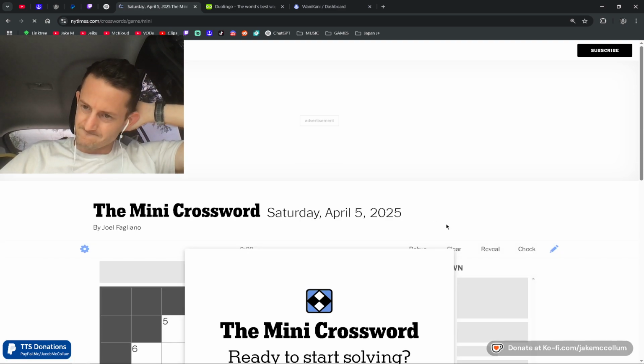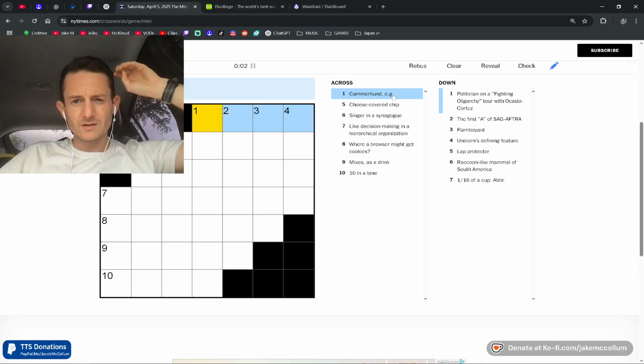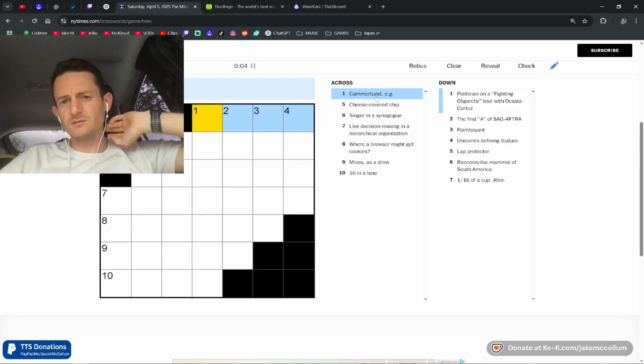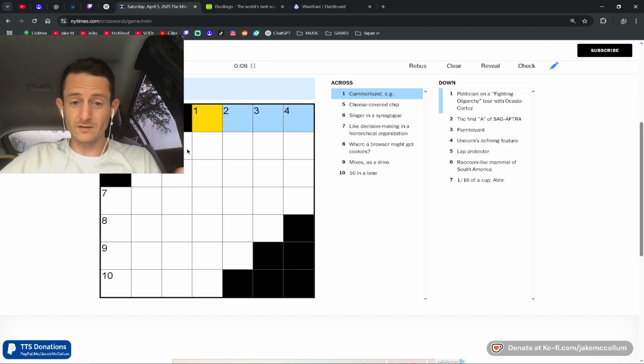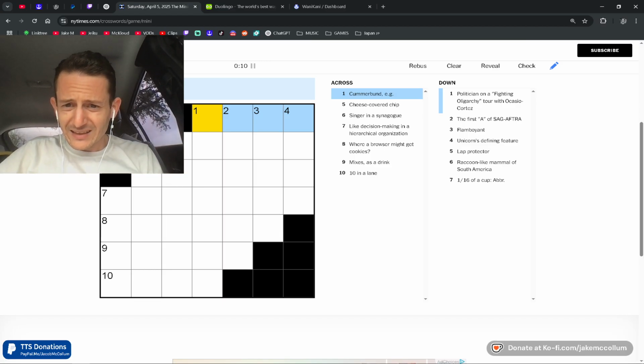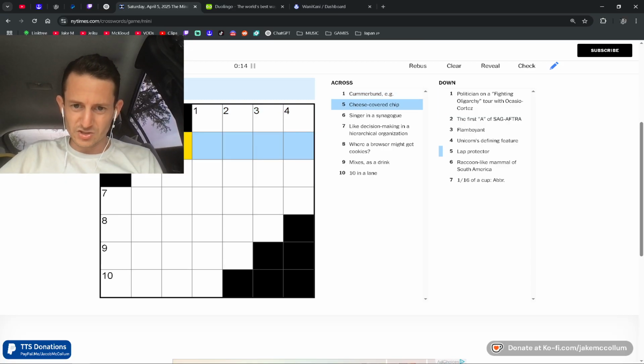let's do the mini. Cummerbund. What? What? I don't know what that means. Cheese covered chip.